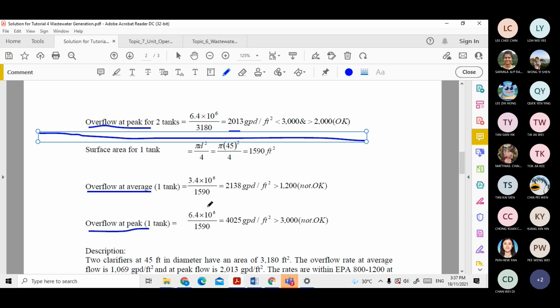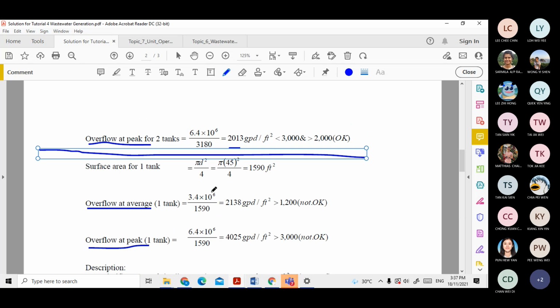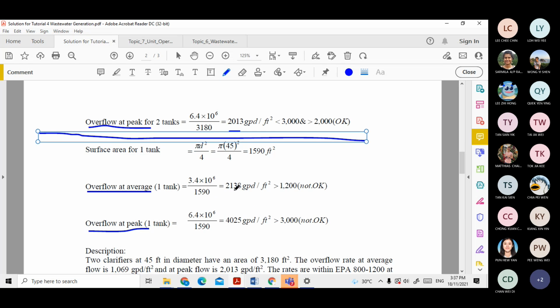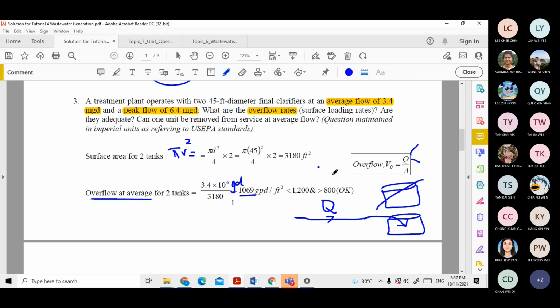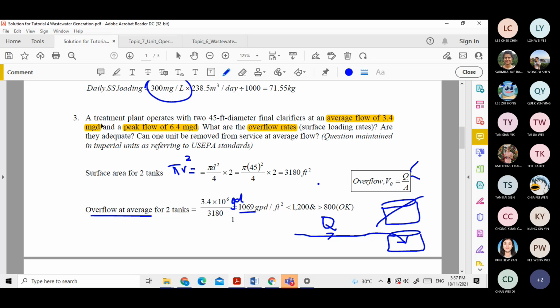Now we see that we have only one tank, and all the flow goes into one tank. You can see here the value is double. The overflow at average is already double, from 1,000 plus to 2,000 plus. The same for overflow at peak, also double. These two values are actually out of the range already. So not okay. Based on this daily flow, either 3.4 or the peak flow of 6.4, one circular tank with this diameter is not enough to handle this volume. So the design fails.